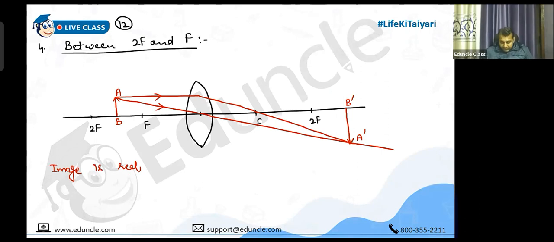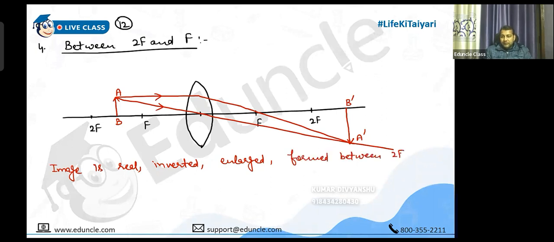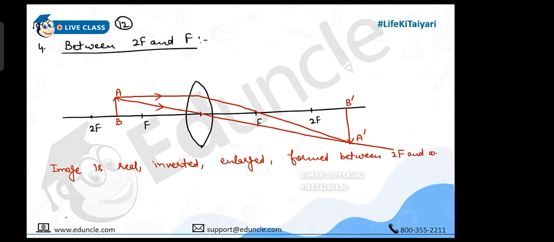It is very difficult to make the diagram. Image is real, inverted, enlarged, formed between 2f and infinity. Please note down. Clear?